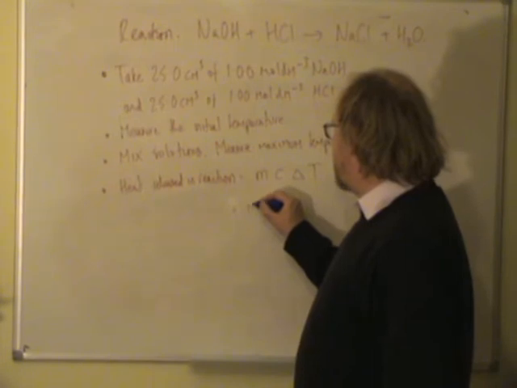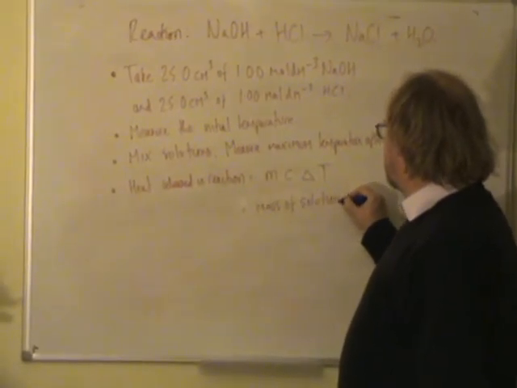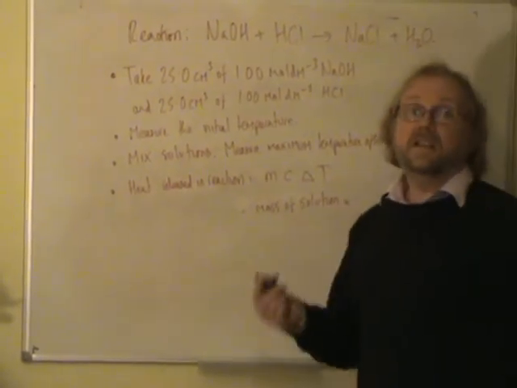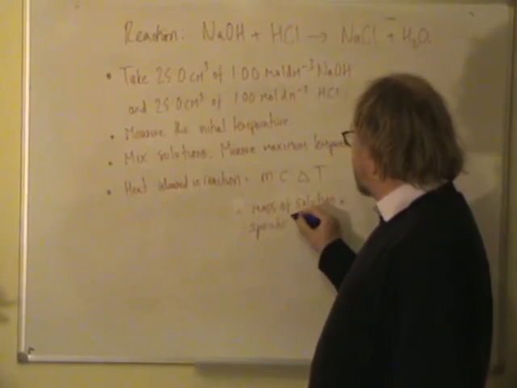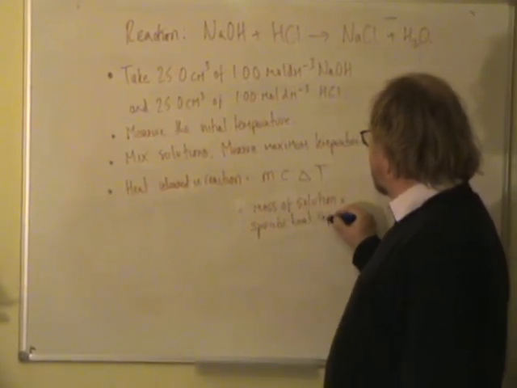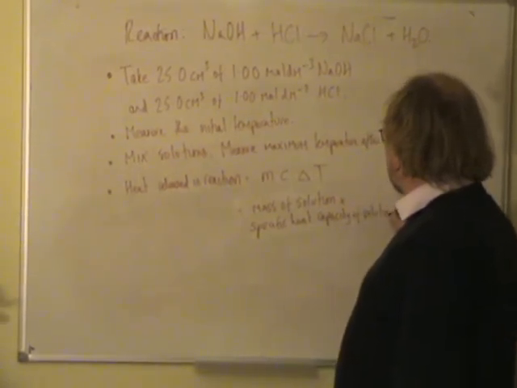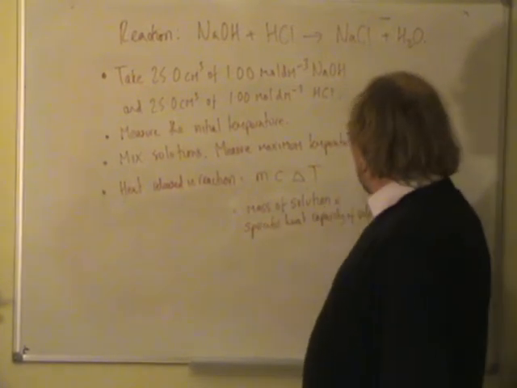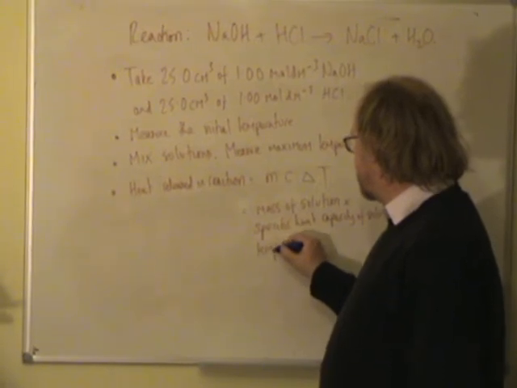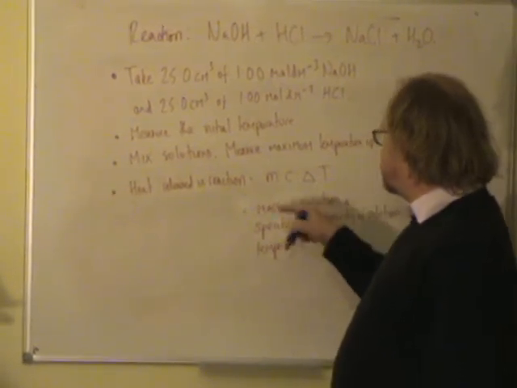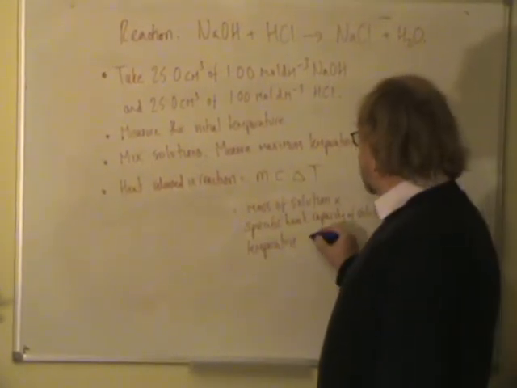So that's equal to the mass of the solution times C, remember, is called the specific heat capacity of the solution, times the temperature change, in other words the difference between those two temperatures. So you've got to spell that out. Don't just write MC delta T without explaining what those quantities are.